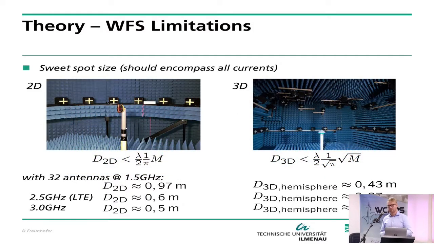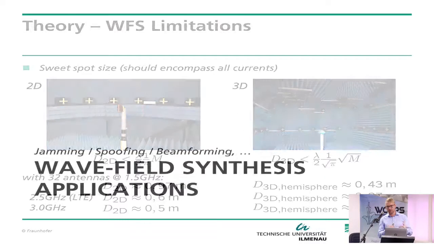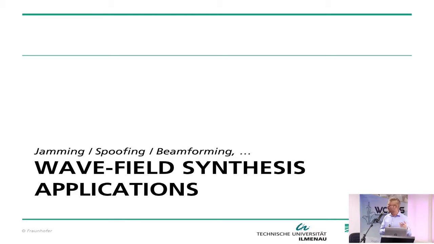I used the error vector, which is the difference between the target and the synthesized field vector. And in the simulation, we achieved an average error of minus 35 dB, so the error is less than 1/1000. And in the measurement, it was slightly worse, but it's also in the same range, so we can say that this wavefield synthesis approach works in practice.